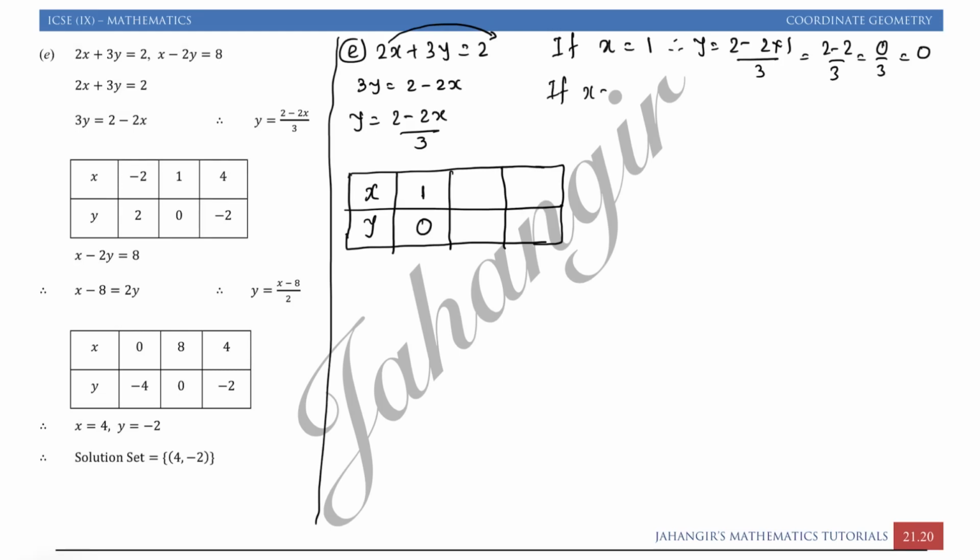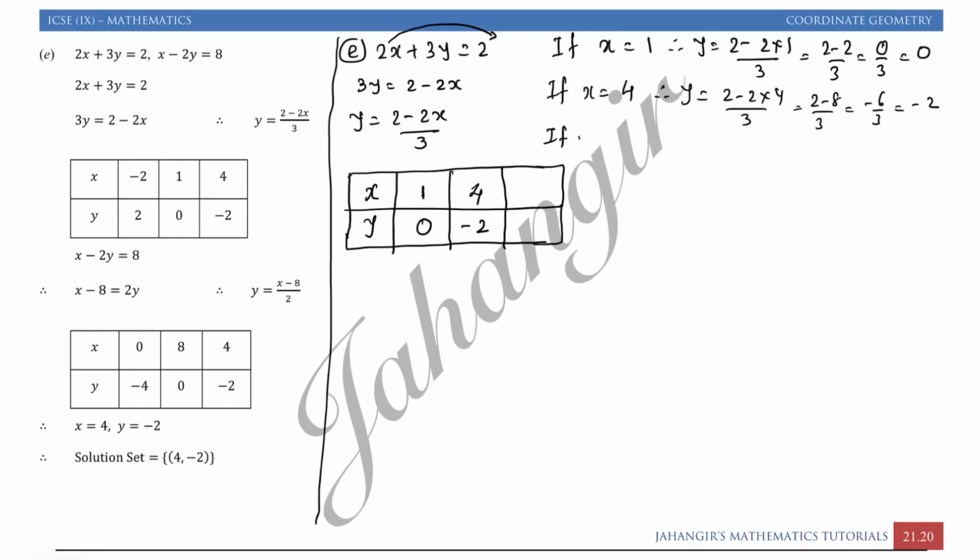Second, I can take some other value of x. If you take 2, it won't work. 2 minus 6, it won't work. You can just solve mentally and check whether the number you are getting in the numerator is divisible by 3 or not. If it is divisible by 3, then it will work. So we can take 4. Therefore y is equal to (2 minus 2 into 4) upon 3. That is 2 minus 8 upon 3, that is equal to minus 6 by 3, that is equal to minus 2. So if my x value is 4, y value is minus 2.